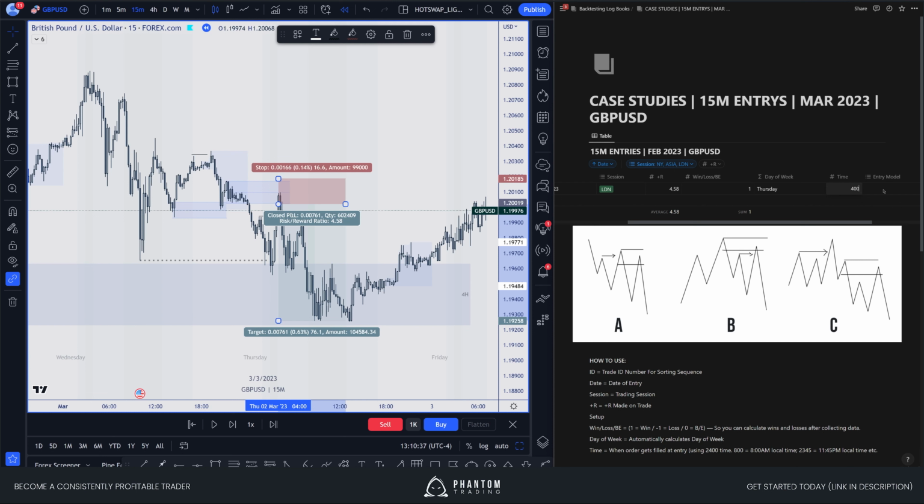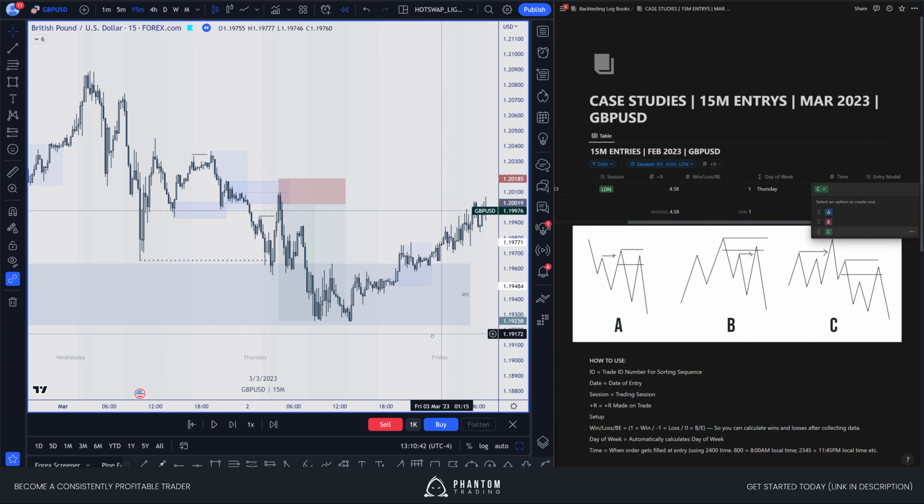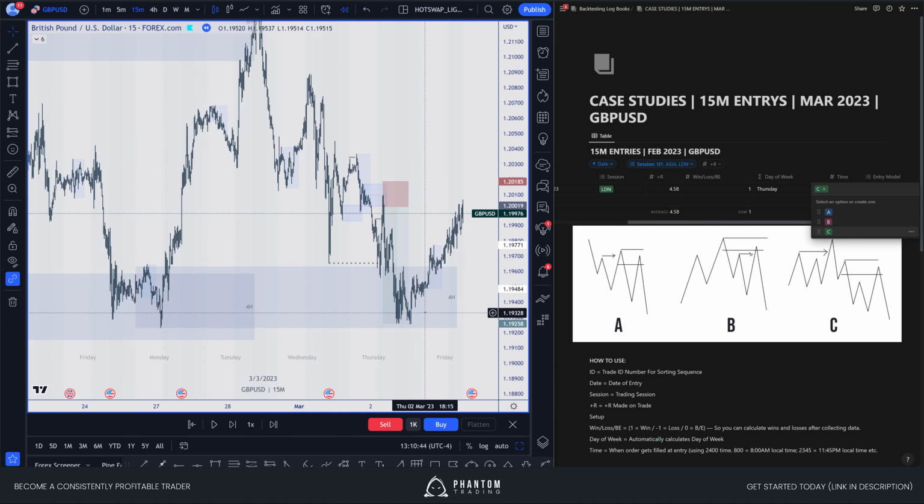So we'll do 400, and of course our entry model was C, right, as we saw here. So it's really clean. Okay, moving on. And did that make sense? Yeah, I think so, right?